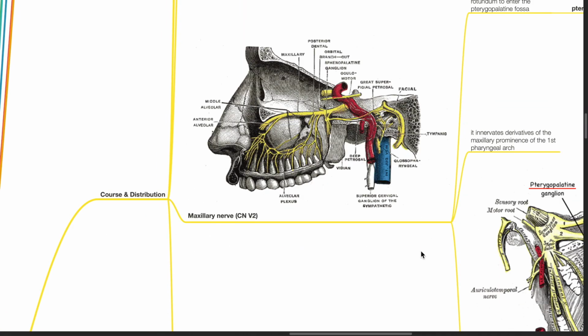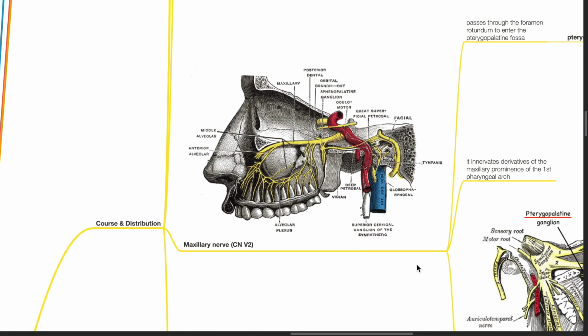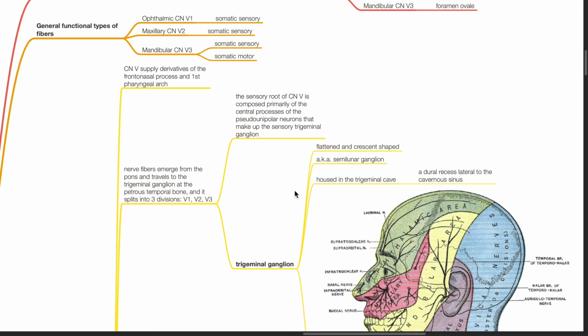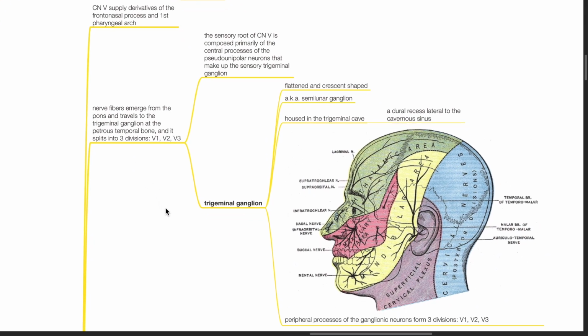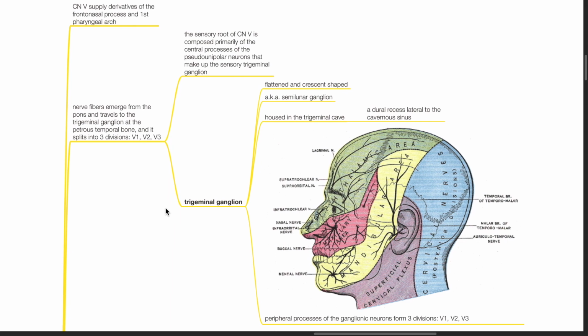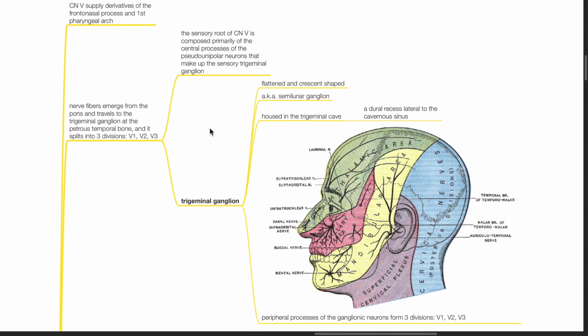Course and distribution of the trigeminal nerve. Cranial nerve 5 supplies derivatives of the frontonasal process and the first pharyngeal arch. Nerve fibers emerge from the pons and travel to the trigeminal ganglion at the petrous temporal bone, and it splits into three divisions, V1, V2, and V3. The sensory root of cranial nerve 5 is composed primarily of the central processes of the pseudo-unipolar neurons that make up the sensory trigeminal ganglion.